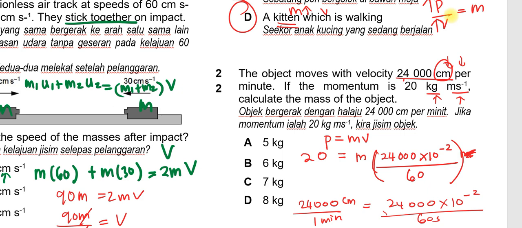So solve this. So you solve the inside the bracket one. 24,000 power -2 divided by 60. You get 4. 20 equal to 4m. So m should be 5 kg. Jawapan A.